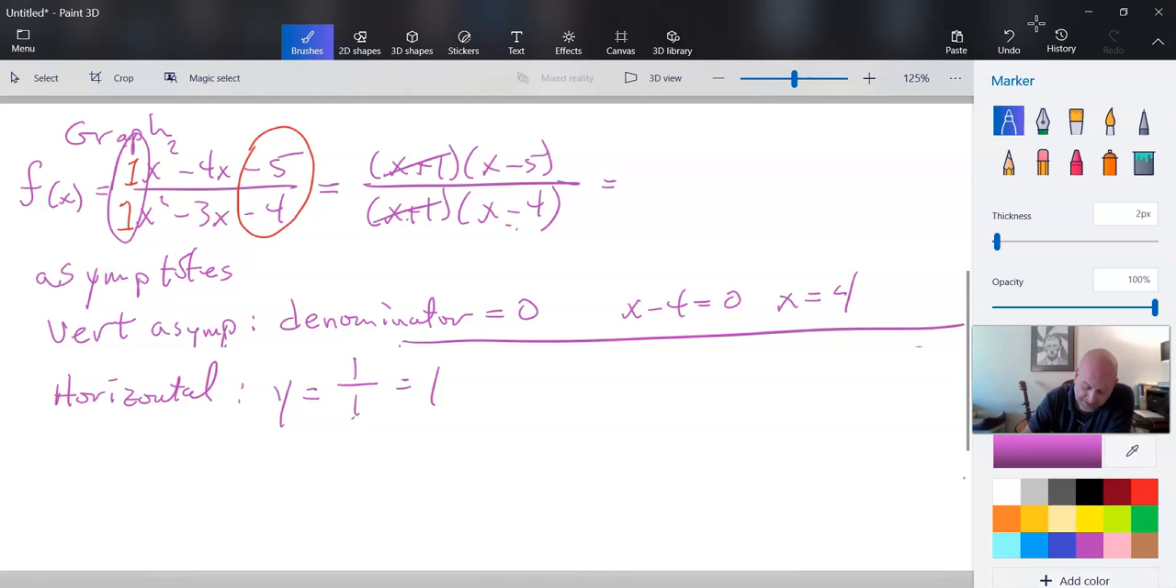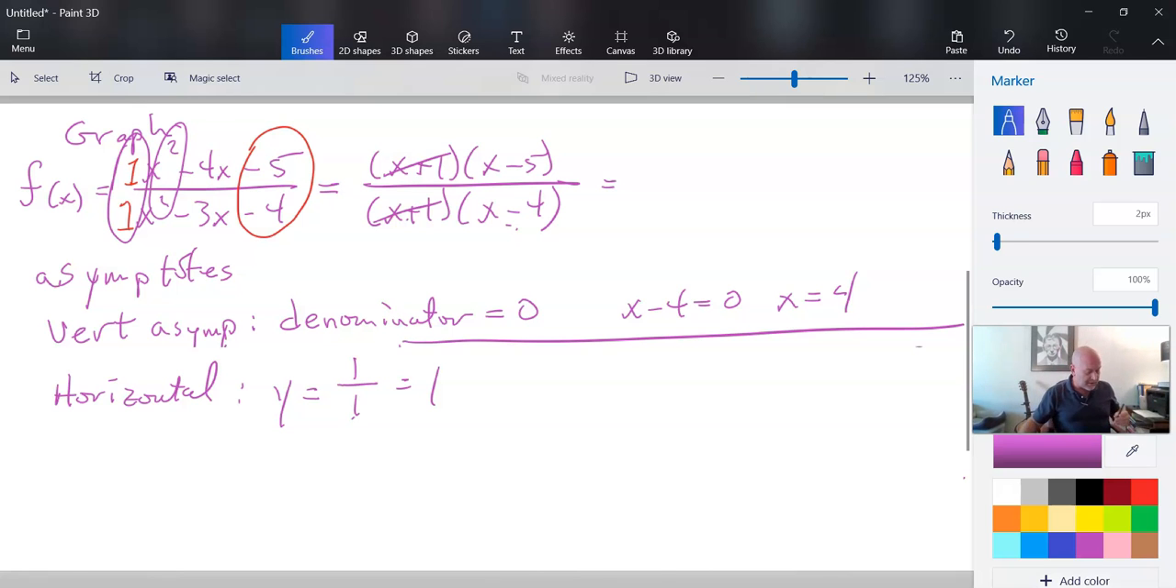That works as long as these powers are the same. If they are not the same, you're in one of those other categories. Okay, so we have a horizontal asymptote at 1 now. So that should take care of all of our asymptotes, and we should be able to start graphing now.